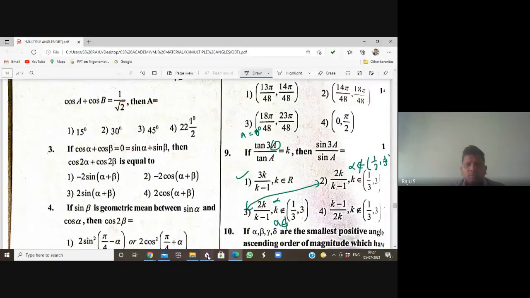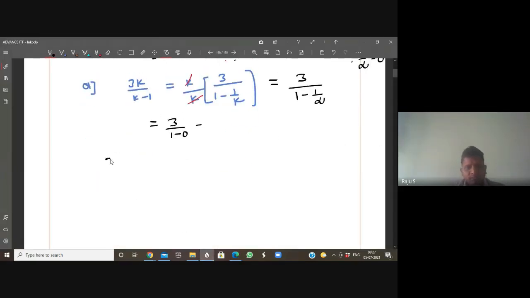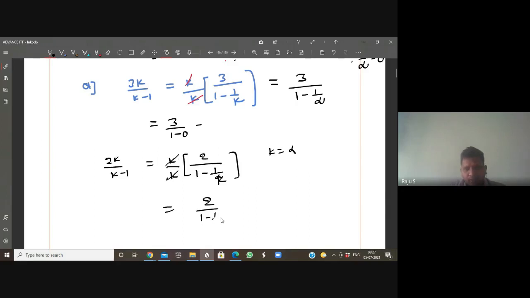Okay, so for the third option again you can do the same thing. 2k by k minus 1 can be written as k into 2 by, when I take k common in denominator, 1 minus 1 by k. Now we can substitute k is equal to infinity. Finally, here we will get 2 by 1 minus 1 by infinity, that is 2 by 1 minus 0, that is equal to 2. So absolutely right.